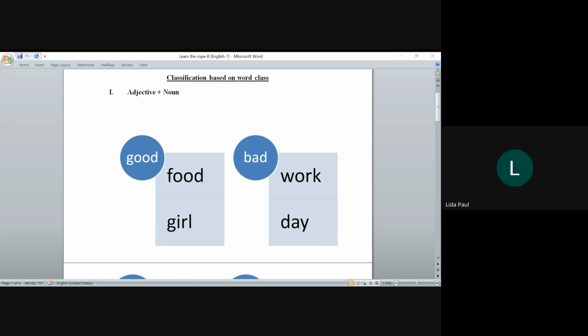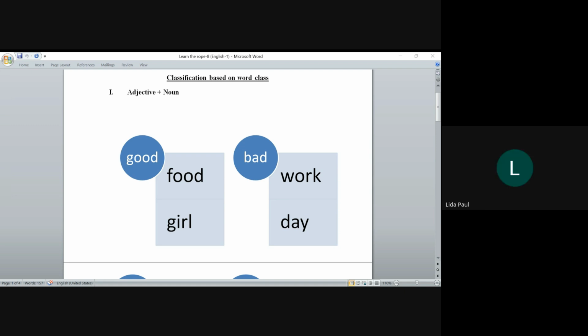Yes, ma'am, they're good combinations. They are good combinations in the sense they're very commonly used expressions, right? How about bad? If I replace the word good with bad, bad food, bad work, bad girl, bad day. That also sounds fine. Yes, right? Okay, thank you.